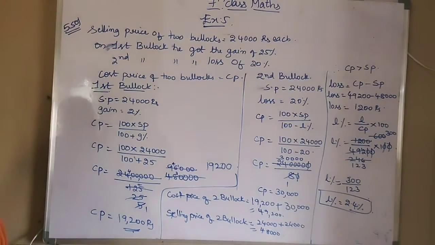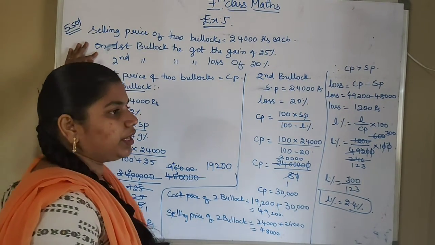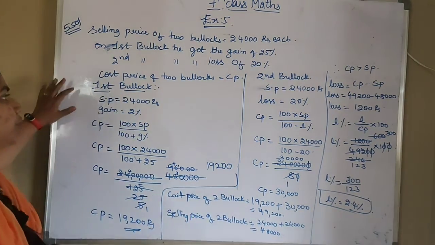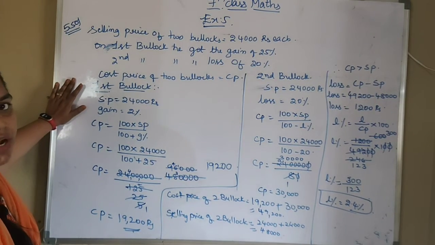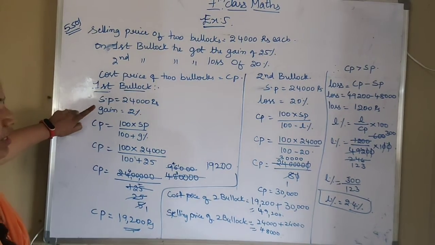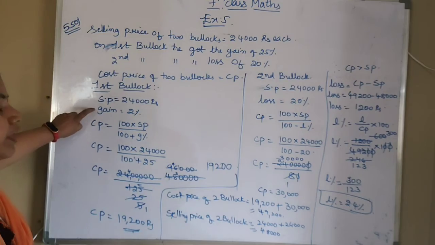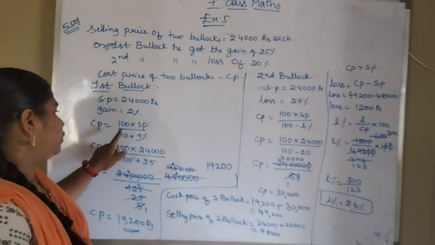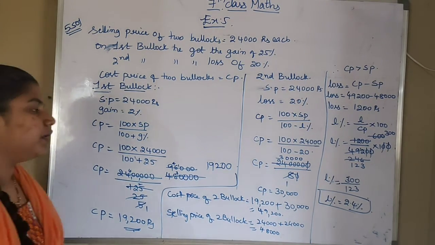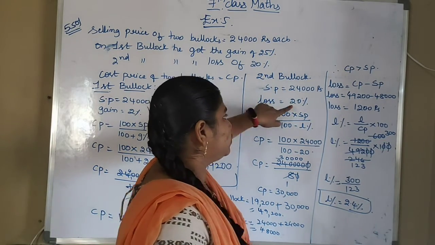So once again see this. The selling price of 2 bullocks is given as 24,000 each, and on the first bullock he got a gain of 25% and on the second bullock a loss of 20%. Now we have to find the cost price of 2 bullocks. First I am finding it for the first bullock. SP value and gain value are given, so we have to find the CP in terms of gain. What is the formula? 100 into SP by 100 plus gain. If you solve, you get 19,200.